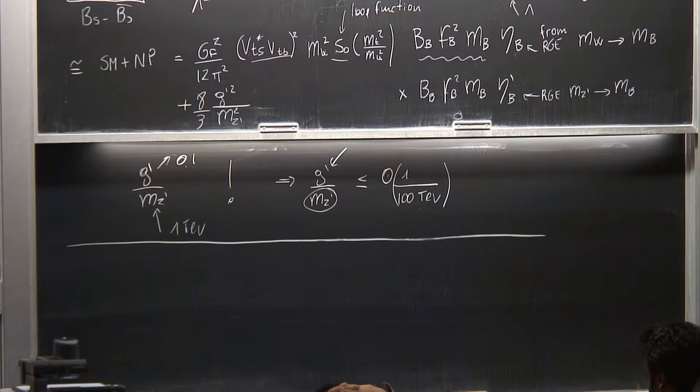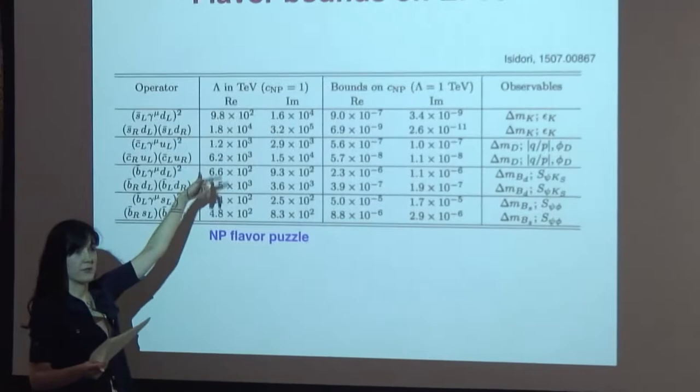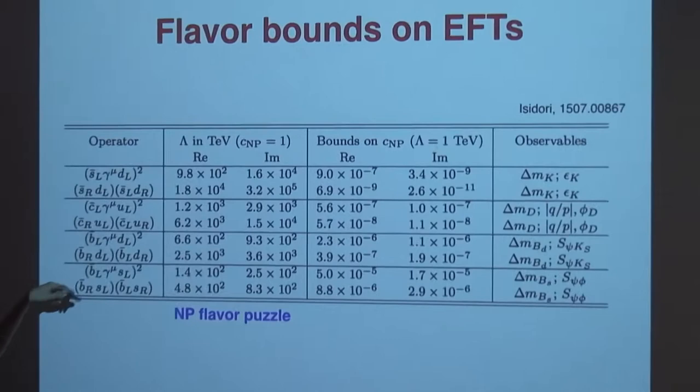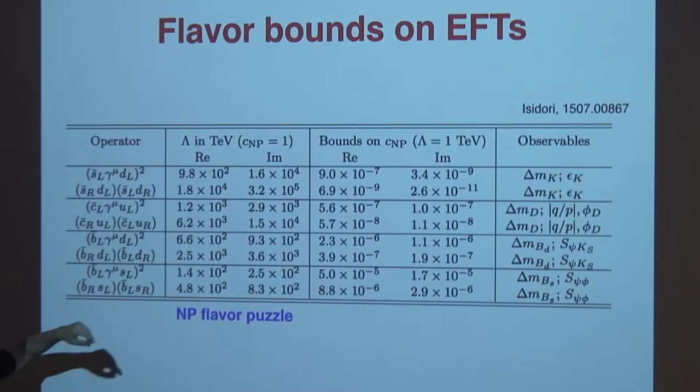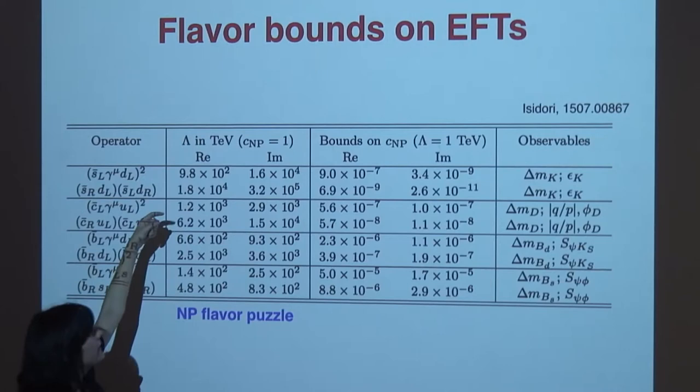So here, what I've done is to collect for you a summary of some of the scales that we are probing. Here you see the several systems: the Kaon system, the D-Meson system, B_d and B_s. And here I'm showing some of the operators that we saw at the beginning today. Let's focus on this part of the table. Here I'm putting this C, the Wilson coefficient, equal to 1 just as an example. And this is the bound on the new physics scale lambda in TeV.